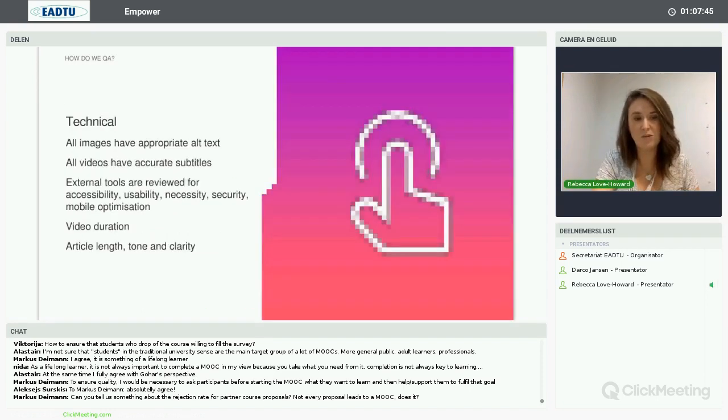Then coming on to the technical side, as I explained a bit earlier, there's a big piece around accessibility: images having appropriate alt text, having accurate subtitles, and quite often partners put in steps where external tools are used. For example, they might go to another website which will produce a word cloud. Every external tool is reviewed by a product team under the same standards. So we make sure we've got that consistency of accessibility there.